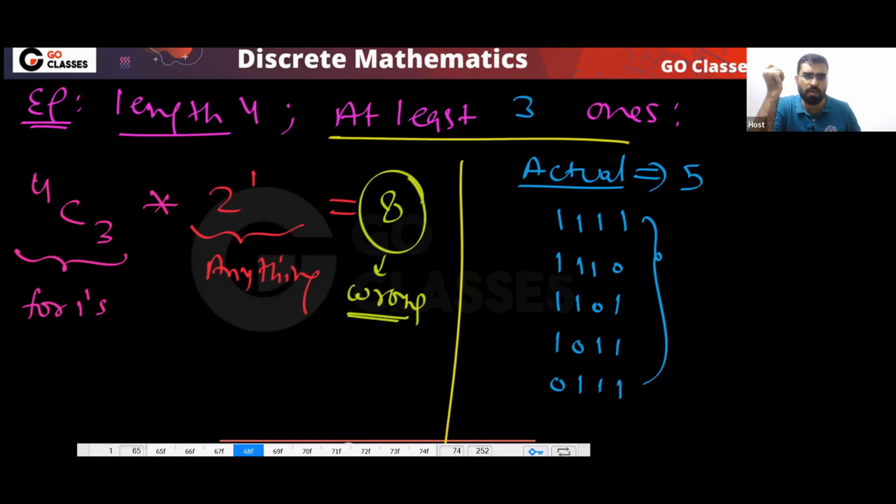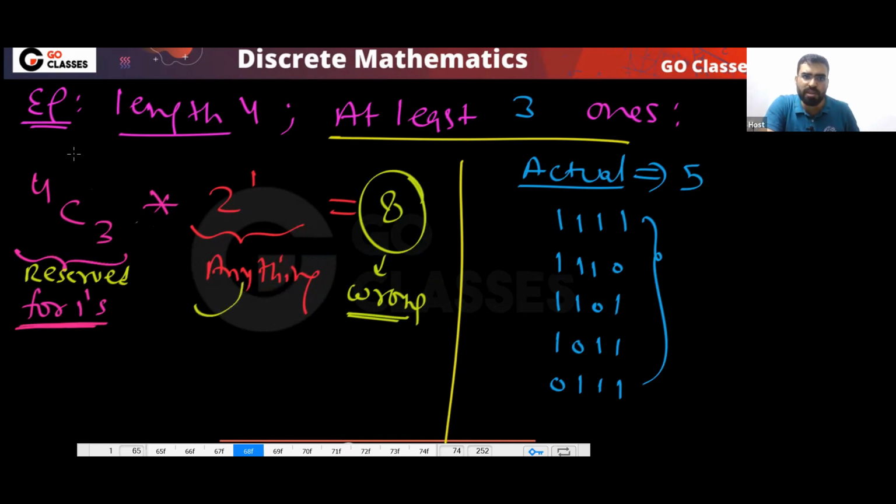But how did you do overcounting? Let me tell you where you did overcounting. You are considering ones here. This is reserved for 1. Can I say these positions are reserved for 1? Yes, these positions are reserved for 1. And you are allowing anything in the remaining position.